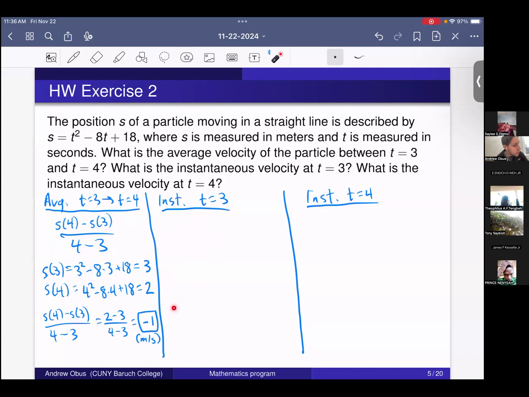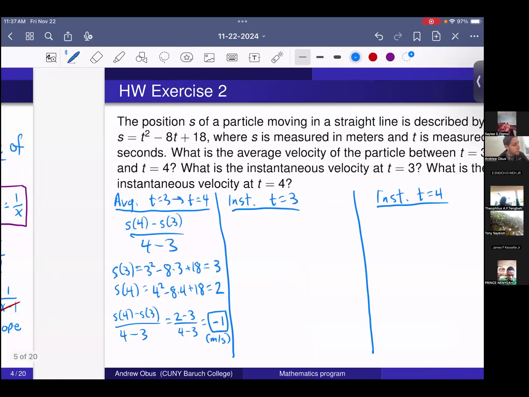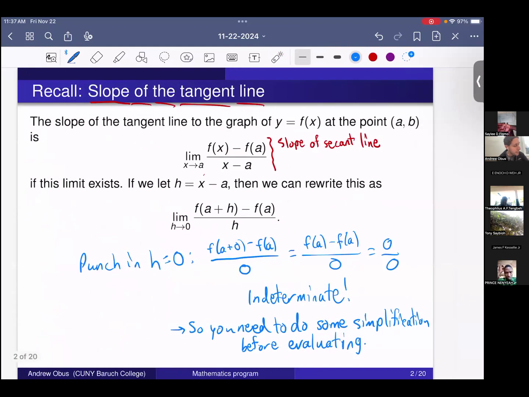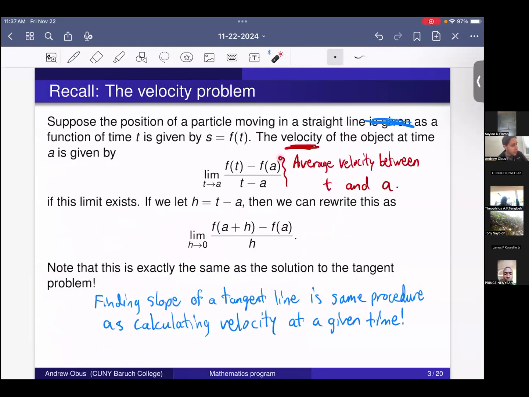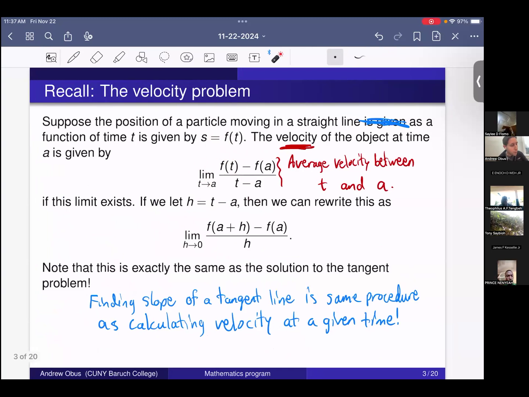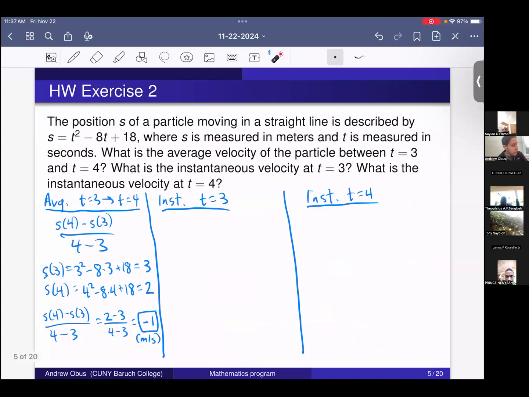Okay, good. Now how do we do the instantaneous velocity at t equals 3? We want to use this same limit procedure with the velocity problem. So it's going to be a limit of this difference quotient as the time approaches 3. So what do we write over here? What limit do we have to do?